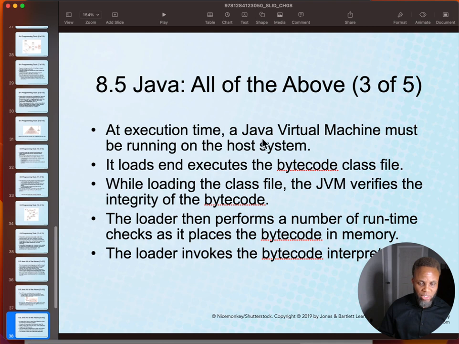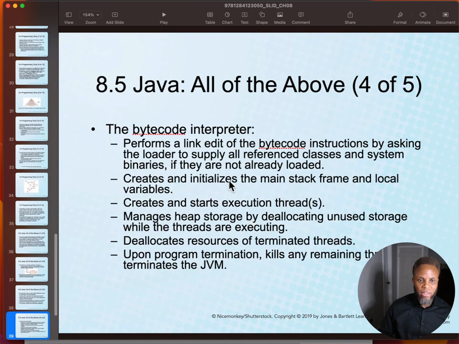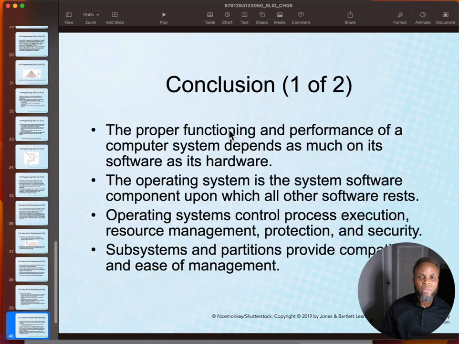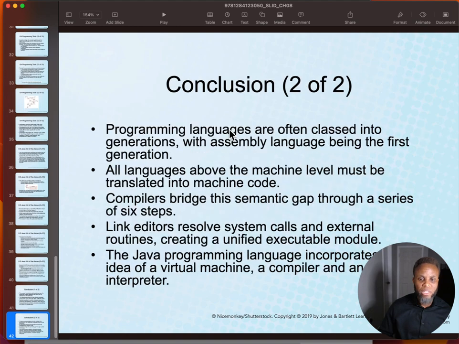Okay, so at execution time, the JVM must be running on the host machine. It loads and executes the bytecode class file. It verifies the integrity of the bytecode, and then it performs a number of runtime checks, and then it does the magic to interpret that and convert that to assembly.